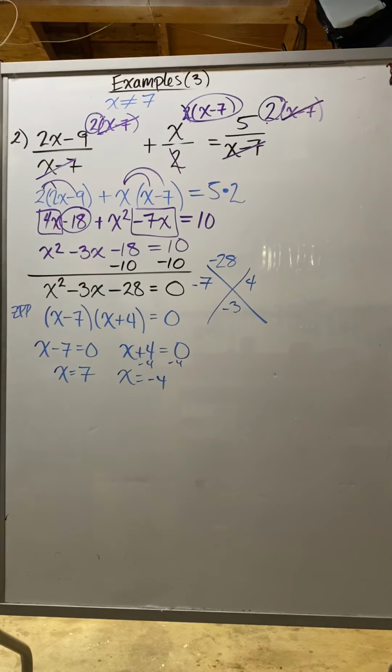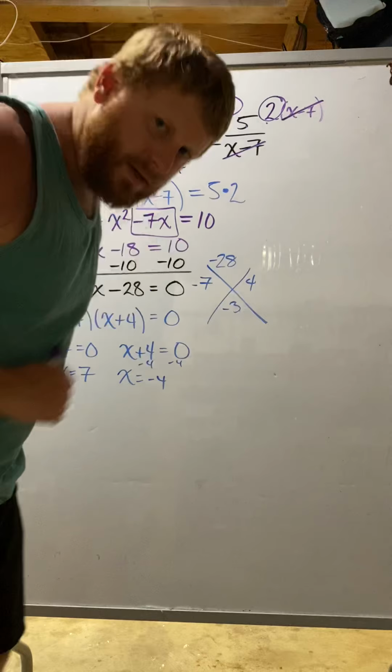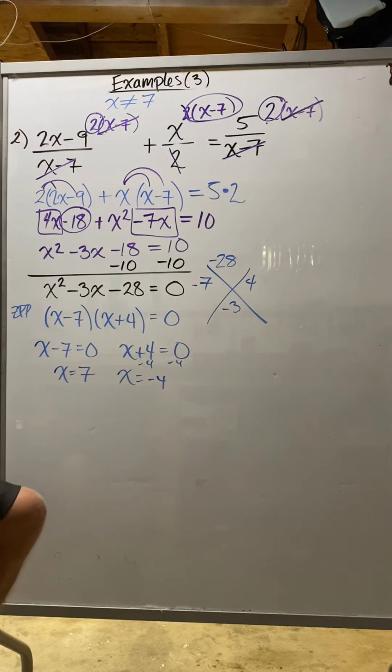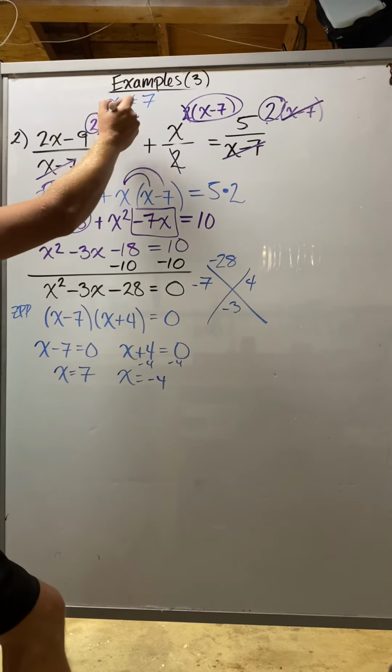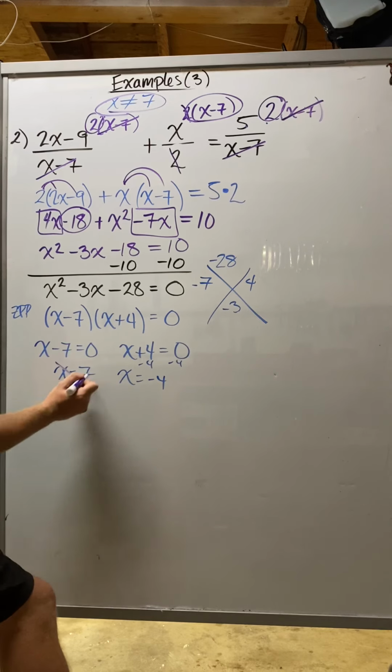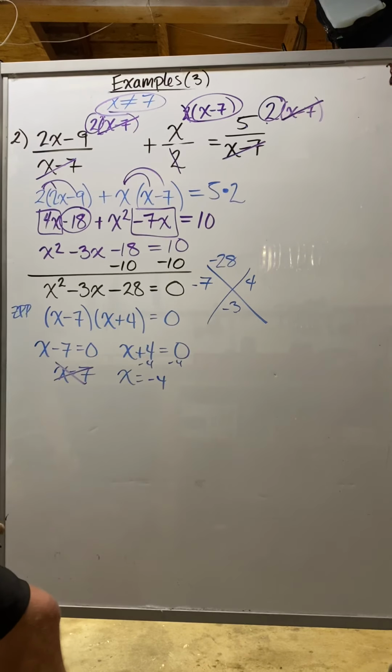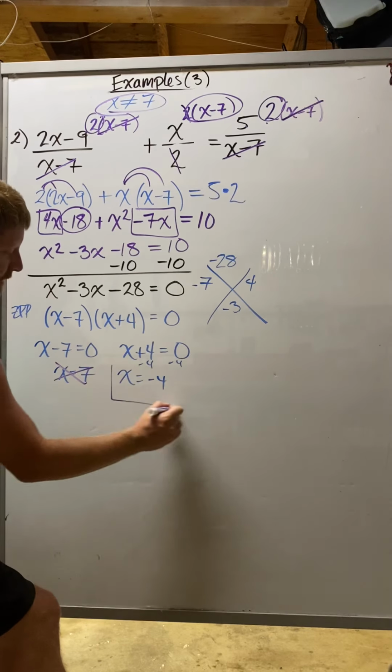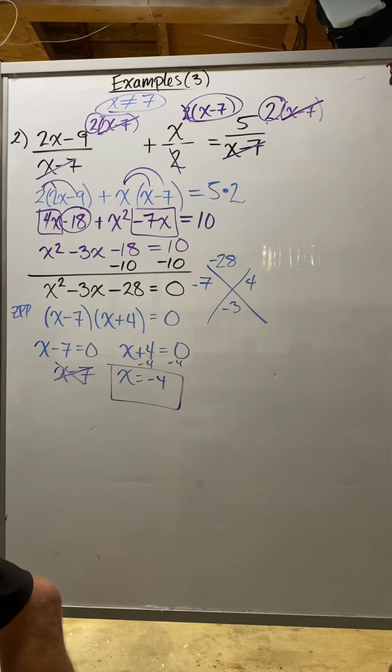As far as we know, both of them work. But here's the thing. We wrote down in the beginning, right here, that we cannot use an answer like positive 7. Look at that. We have an answer that's positive 7. You are not allowed to use that. You told yourself you're not allowed to use that in the beginning of the problem. So the only answer that actually works for us is x equals negative 4. All right? And that's our second example, example number 2.